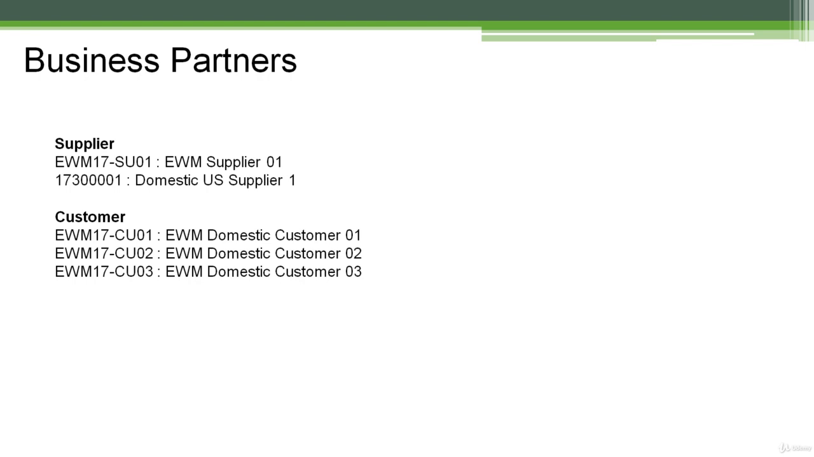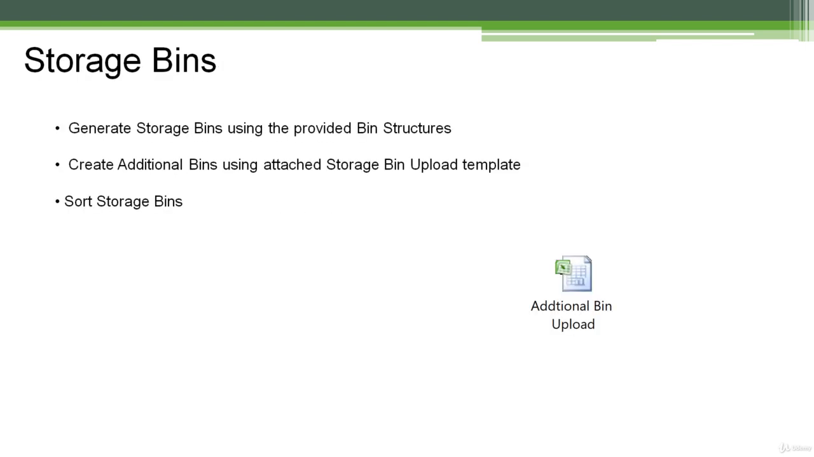We'll just review whether these business partners are already created in the system. They would have already been created as part of the model company setup. We will use them the way they are. We just make sure that they exist in the system. Storage bins, very important master data.